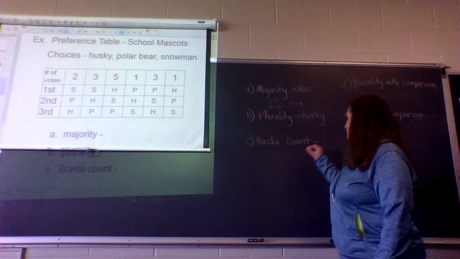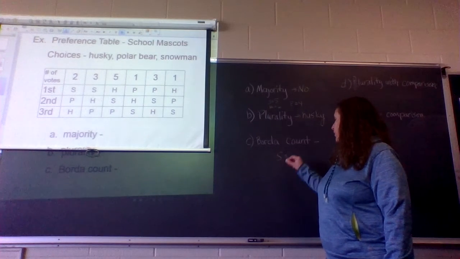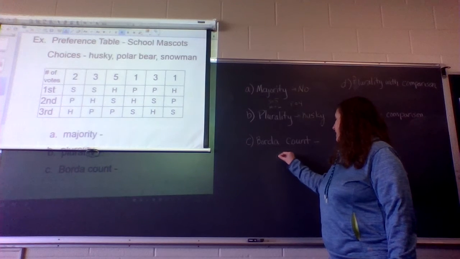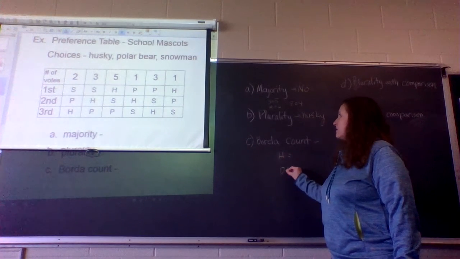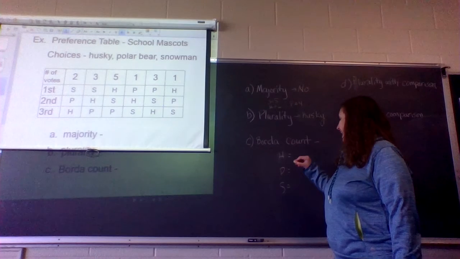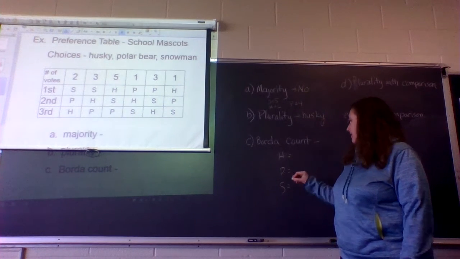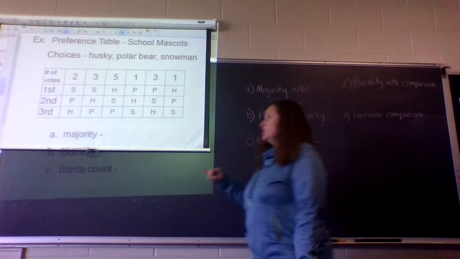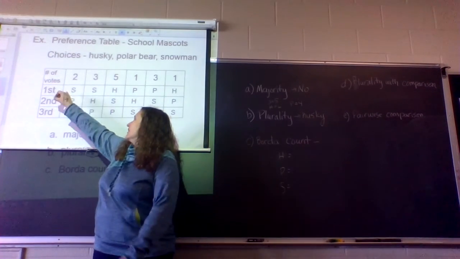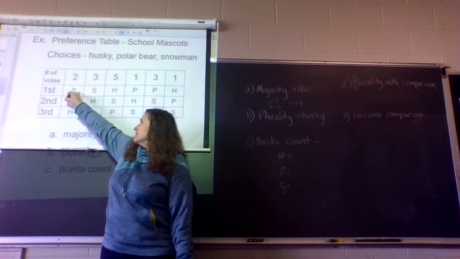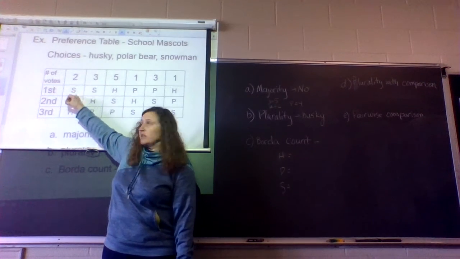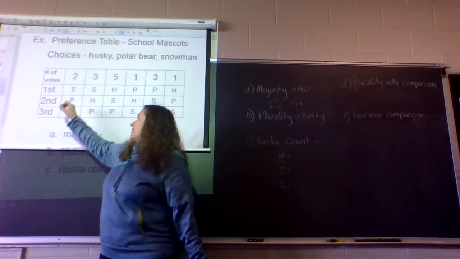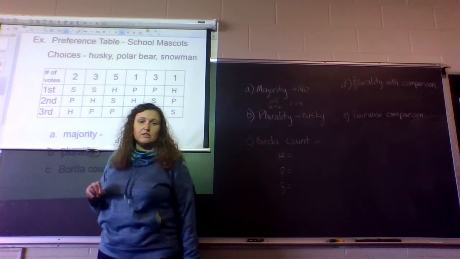All right, Borda count. So we need to count up how many points by preference for Husky, and then Polar Bears, and then Snowman. We're just adding up the total points. Just remember, there are 3 things, so the first row is going to be 3 points, 2 points, and then 1 point for the bottom row. The other thing is that this isn't just one person here, this is two people.